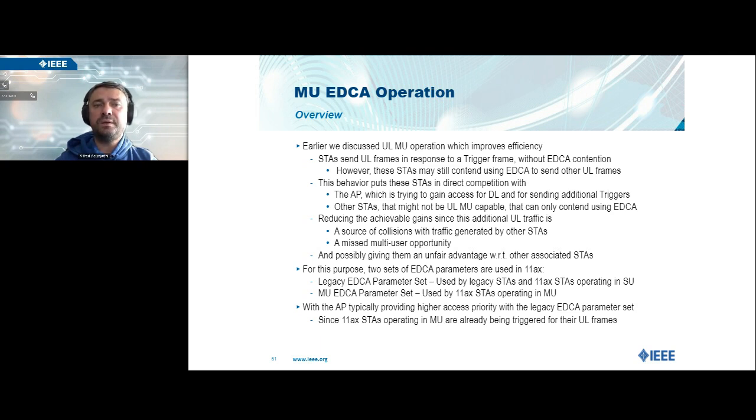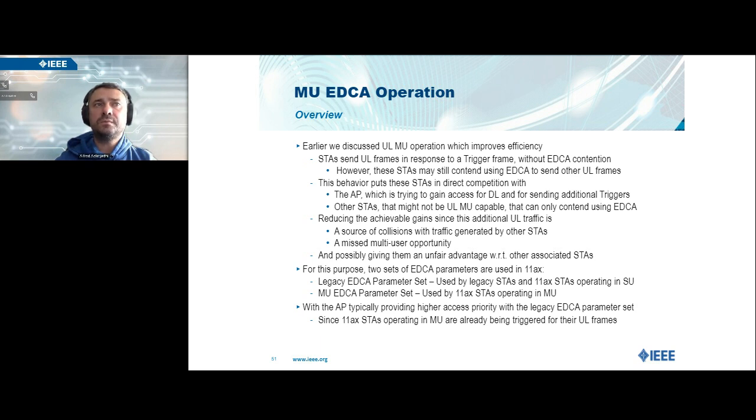This kind of behavior puts these stations in direct competition with the access point, because the access point itself is trying to gain access for downlink and also for sending additional triggers. But you also have these stations that are already being served trying to access the medium to send additional data that they might have. This can create opportunities for collisions, reducing the overall throughput of the network, and also miss multi-user opportunities, because if these stations are able to send their uplink data by themselves, then they are not going to use the triggers sent by the access point.